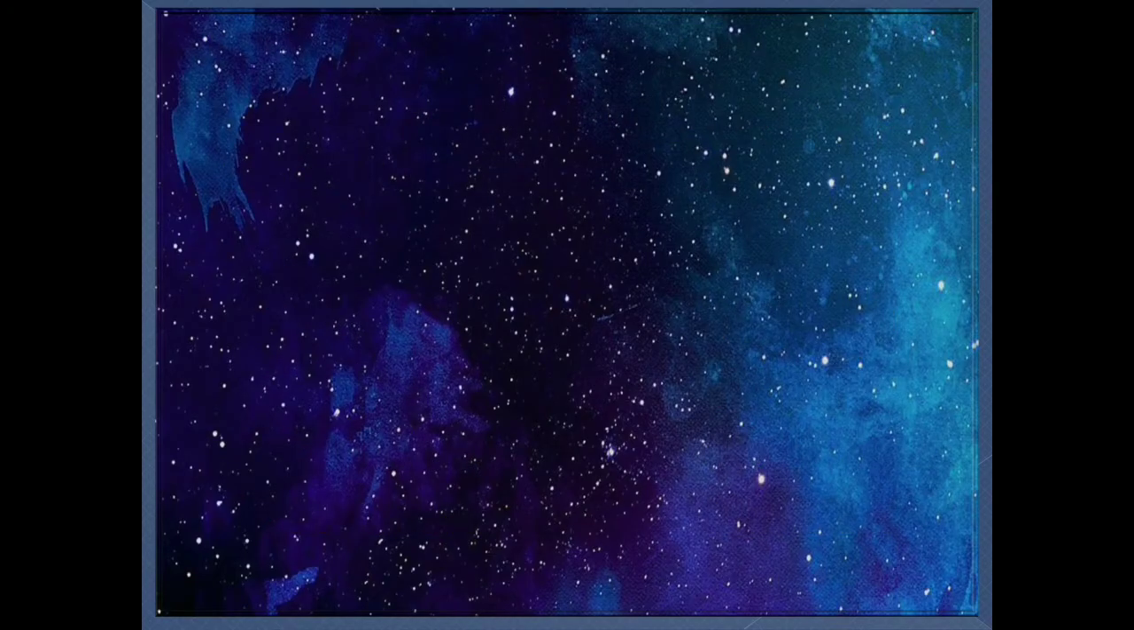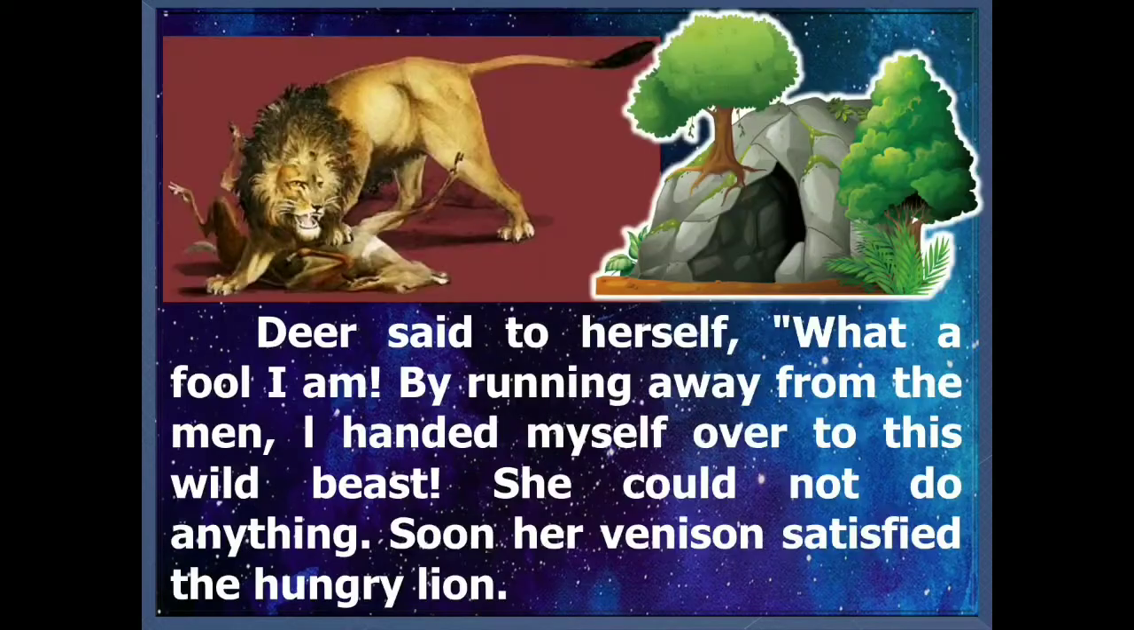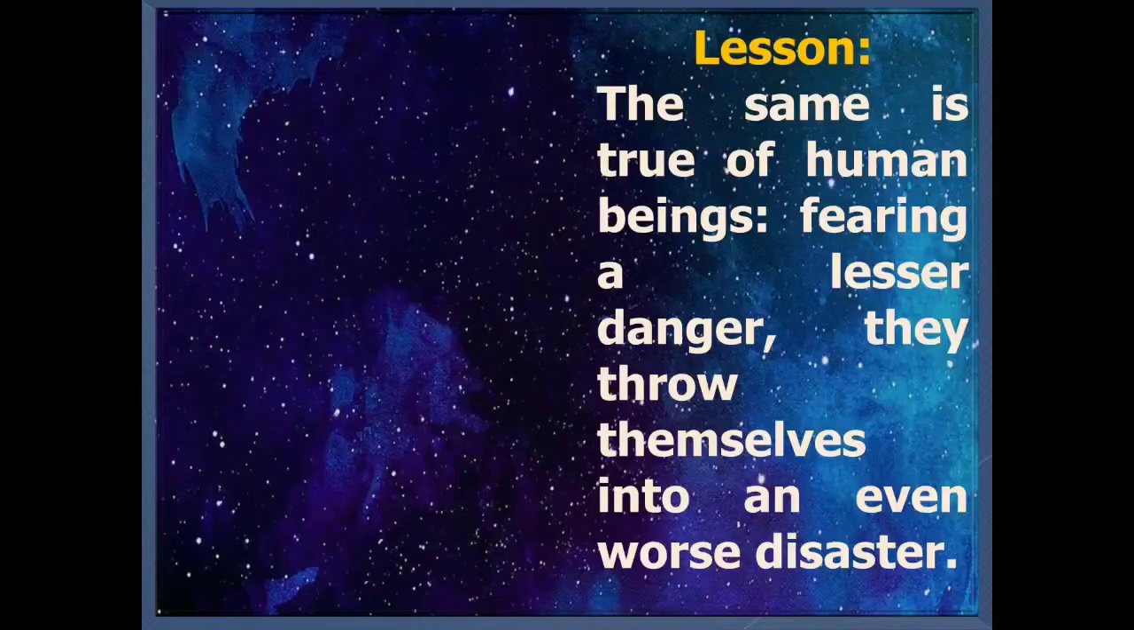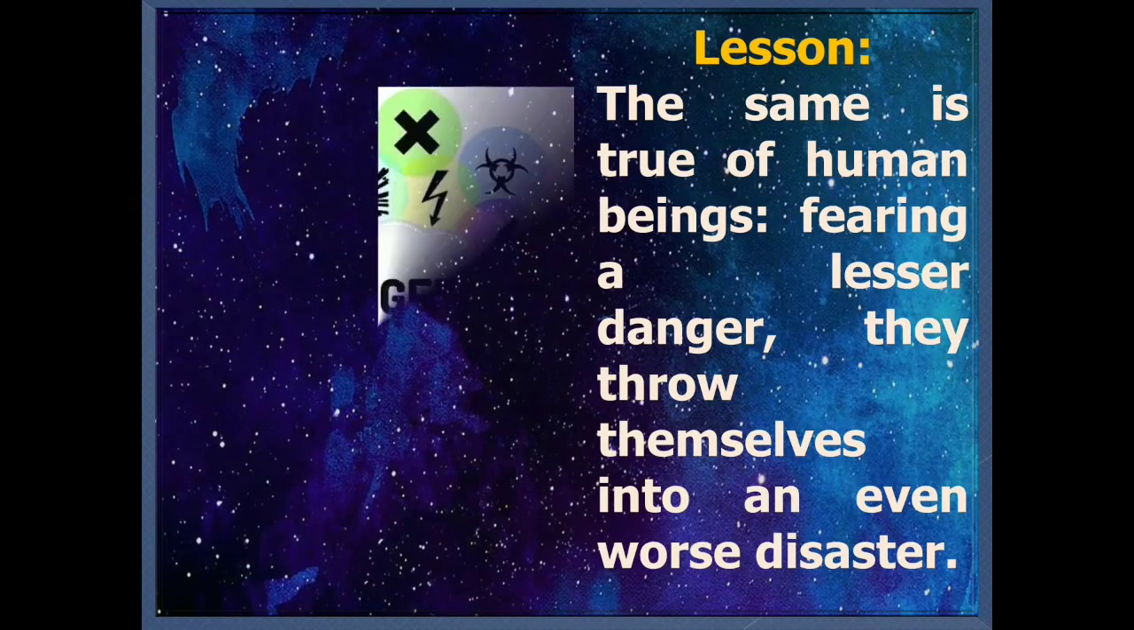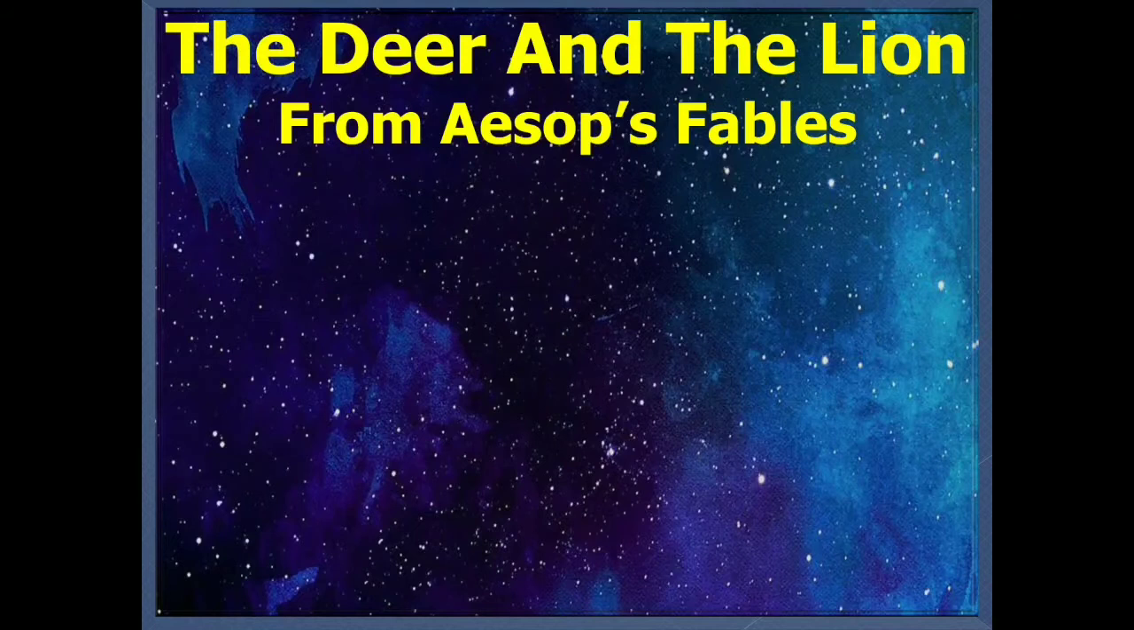Now, children, I will read to you an example of a fable. That is the story of a fable entitled The Deer and the Lion. The moral lesson in this story is that the same is true of human beings. Fearing a lesser danger, they throw themselves into an even worse disaster. The Deer and the Lion, from Aesop's Fables.